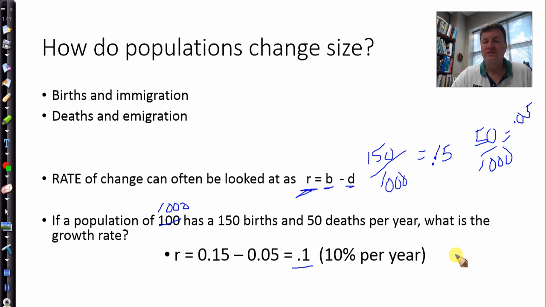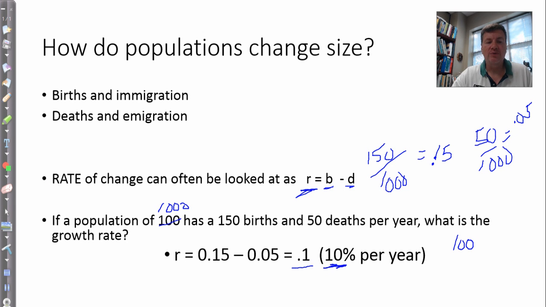In other words, times 100, I'm going to add 10% of the population a year. If you do the math, you can sort of see this. I'm going to add 100 individuals to this population every year at this birth and death rate. So every year, I'm going to have about 150 births, natality, and 50 deaths, mortality. The net increase is about 10%. That's a population growing really, really fast.